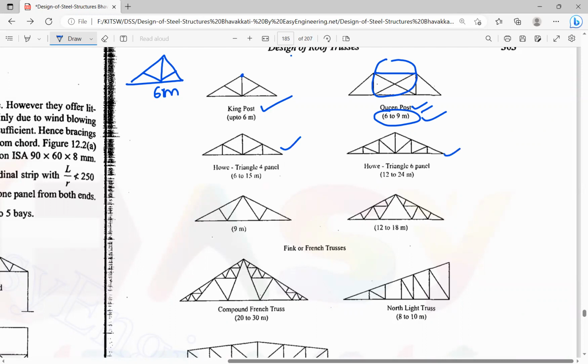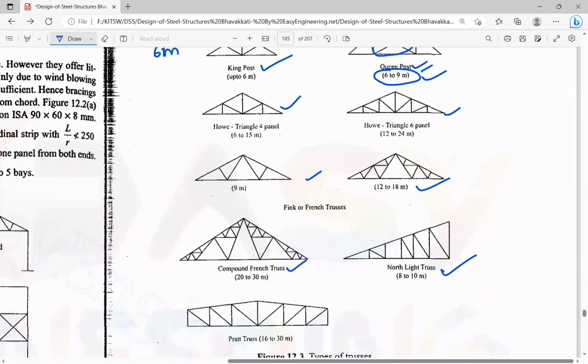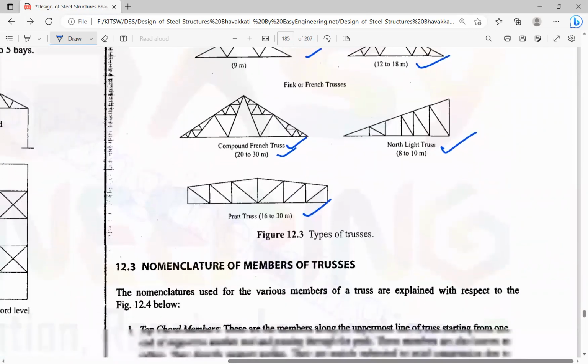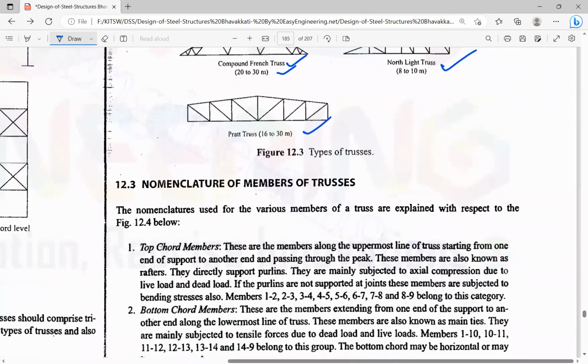Next, fink truss. The advantage of the fink truss is that, depending upon the shape, we can use it up to 18 meters also, right? Then north light truss, okay. Compound French truss is used up to 30 meters also, right? This French truss can be used for 30 meters. Fat truss can also be used for 30 meters. Up to 30 meters we can safely use this fat truss. So these are the different types of trusses, right?